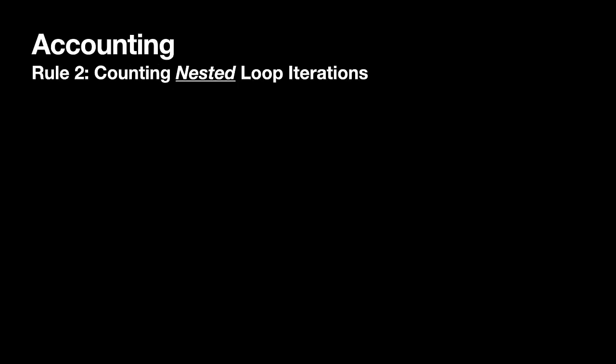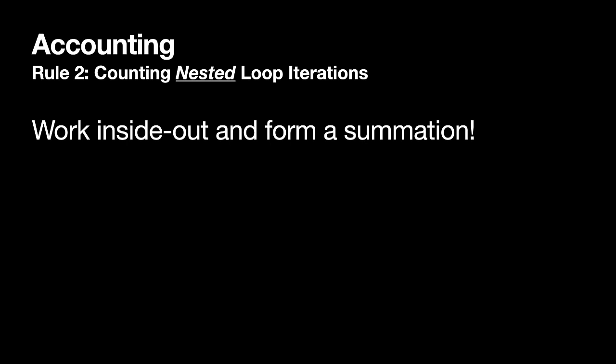Okay, so accounting tricks. Our rule number 2 is that counting nested loop iterations, we should work inside out and form a summation. So in this case, we started on the inside loop. We figured out how to represent it as a simple equation. Then we worked to the outside loop and worked with our summation of what was going on in the inside loop. Okay, so let's get just a little bit more abstract.